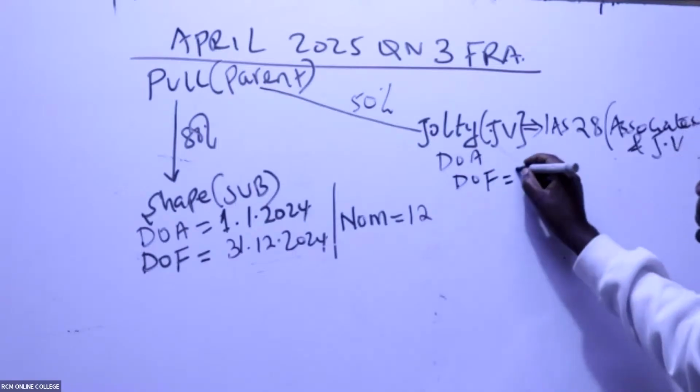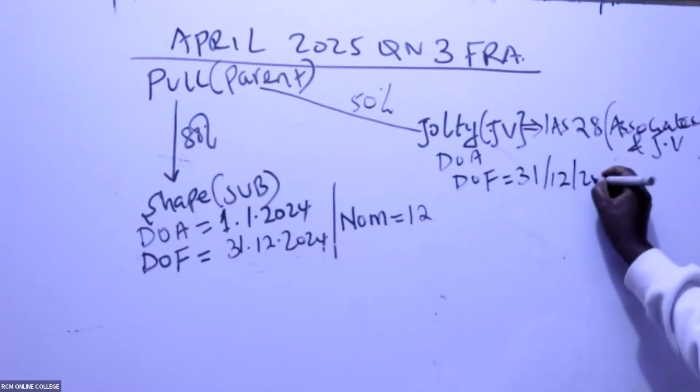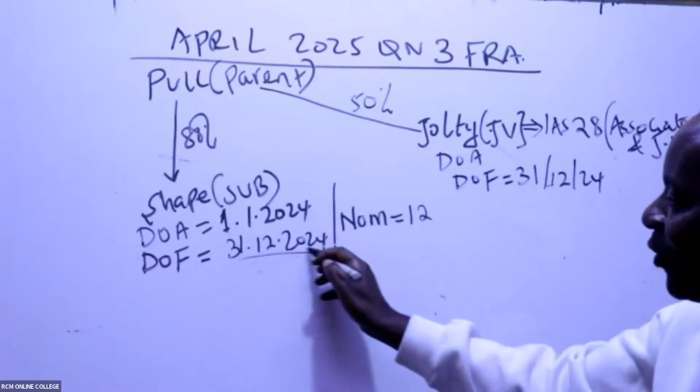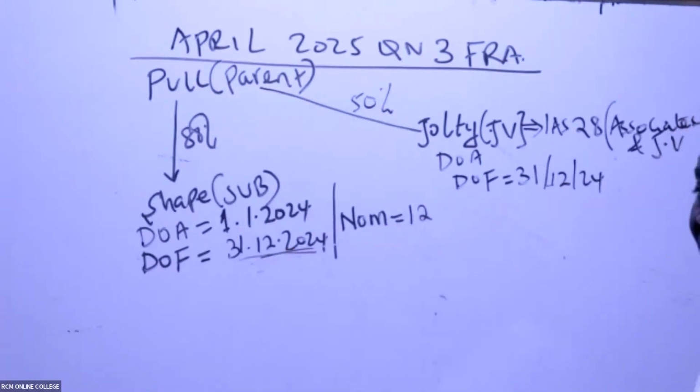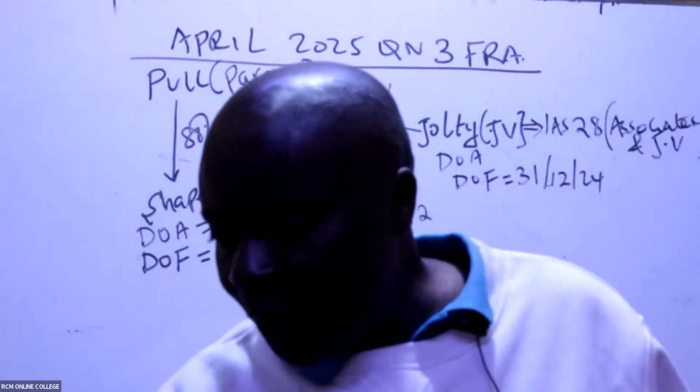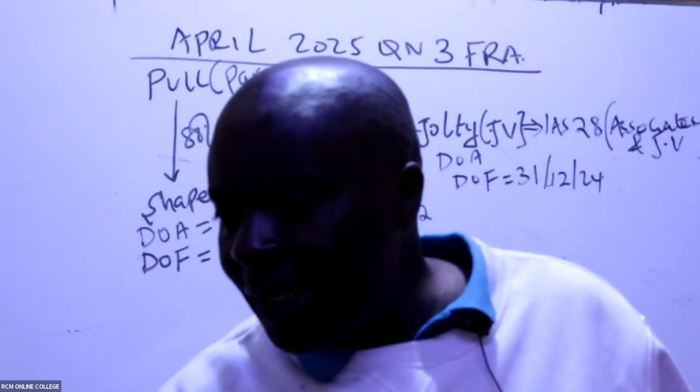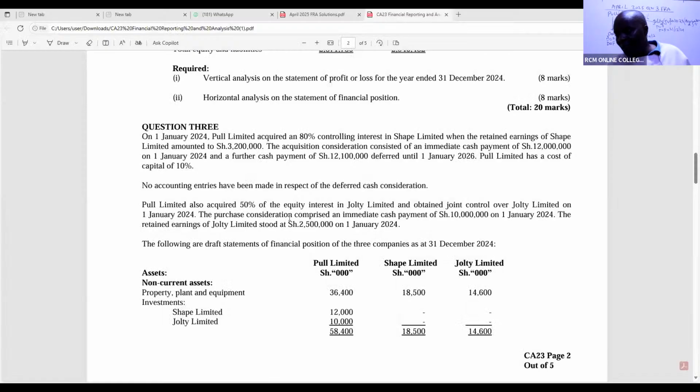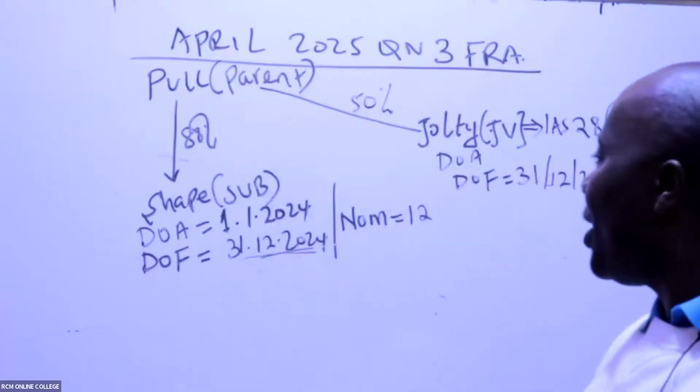Date of the financial statements is 31st December 2024. This is the same. So what I need to check is the date when we acquired this interest in Selb. Pool Limited also acquired 50% of the equity interest in Selb Limited and obtained joint control over Selb Limited on 1st January. We are lucky. Coincidence. We are very lucky. 1st January 2024.